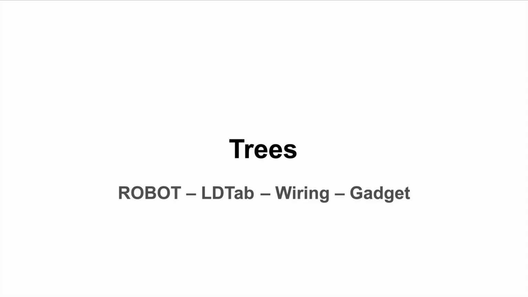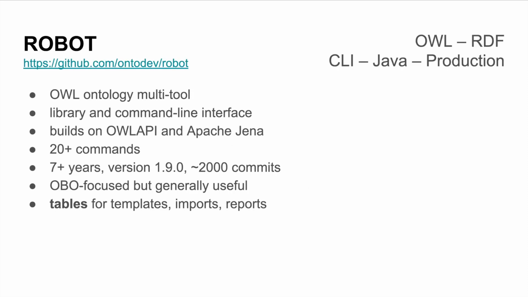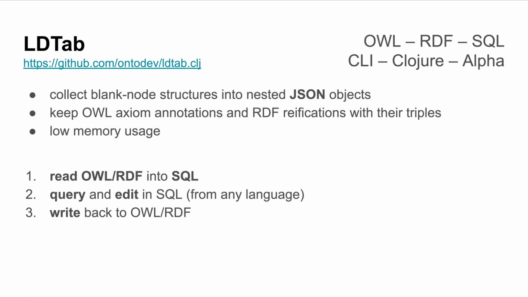Our tree tools: Robot is our most famous tree tool. We've been building it for about 7 years, and we've got about 2,000 commits from the community. Robot is focused on the open biontologies community, but it is generally useful for ontology development. And Robot does somewhat bridge the gap between tables and trees, because it works with OWL for trees, and then it also works with templates, imports, and reports in tabular formats.